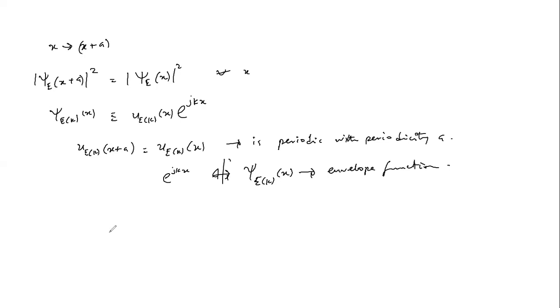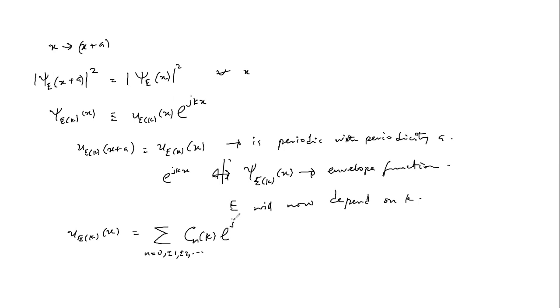And note that E will now depend on the value of k, okay? So that E will now depend on k. So due to the periodic condition, we therefore have that u_k of x may be expanded as a Fourier series, such that n is equal to 0, plus or minus 1, plus or minus 2, all the way, C_n of k e to the j G_n x. In this case, G_n is the same as n times 2 pi over a.